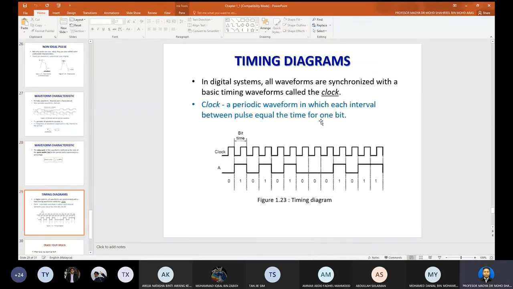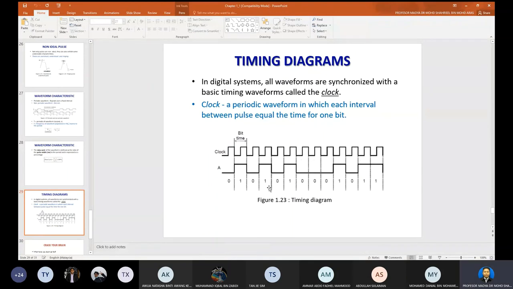Right, so next we go for the timing diagram. In a digital system, all waveforms are synchronized with the basic timing waveform called the clock, that I mentioned to you. This one is the clock. The clock is a periodic waveform. It will repeat over the fixed interval. That's why this is a periodic waveform.